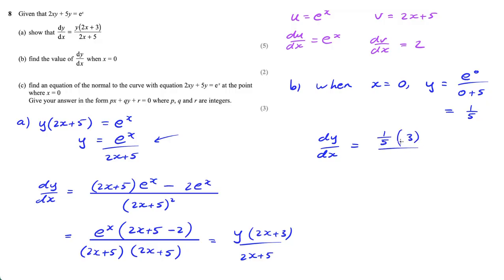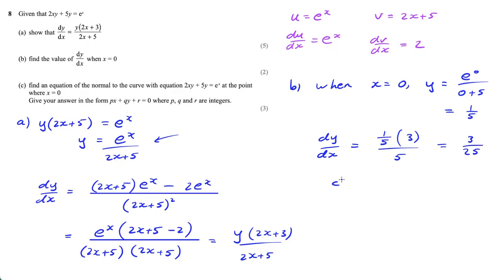x is 0, so that'll just become 3. And then that is all over 2. So this becomes, guys, have I done something wrong? Sorry, that's not 2, that's 5. So it's 2 times 0 plus 5, which is 5. So this is 3 over 5 divided by 5, which is 3 over 25.